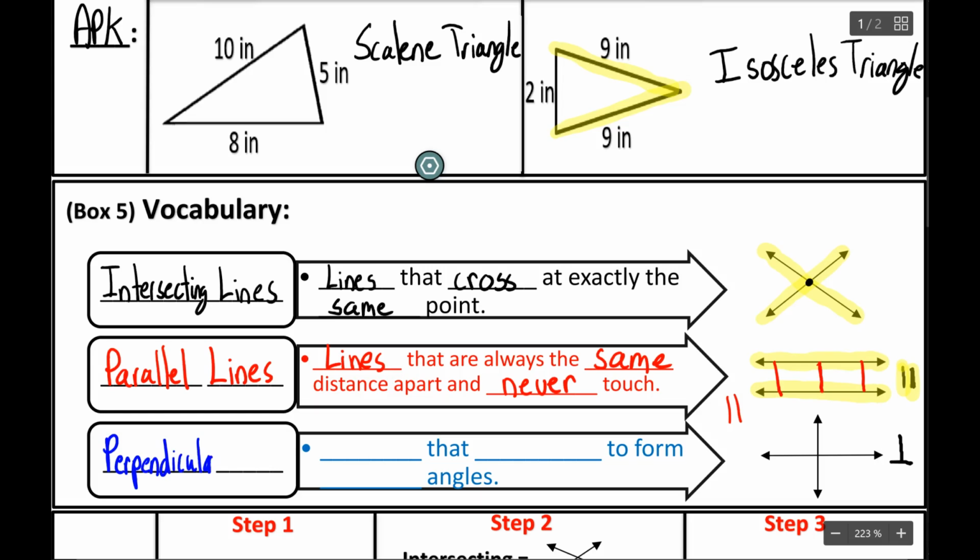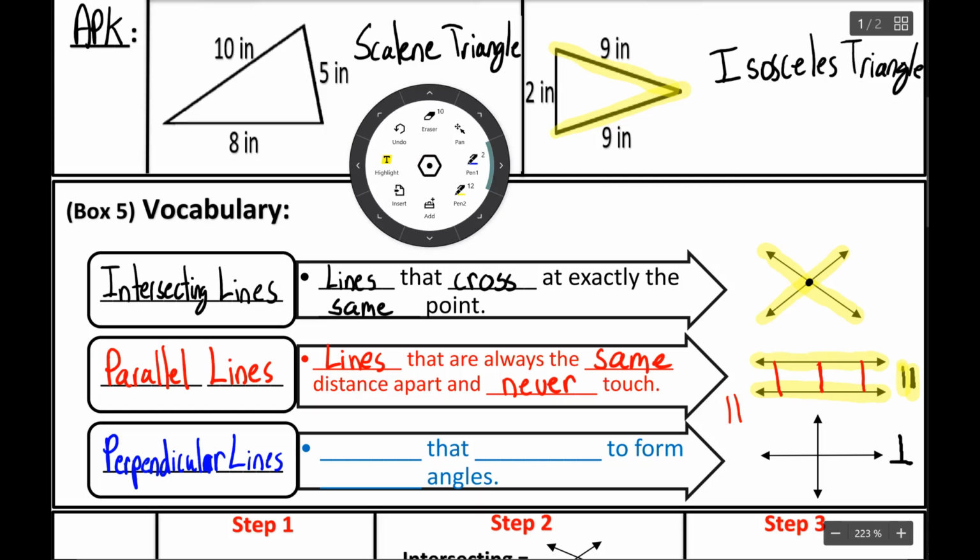Perpendicular. Oops, that's an A and then an R, okay? Perpendicular lines. Perpendicular lines. Perpendicular lines are, that's going to bug me. Let me erase this A real quick and put a new one for you guys, okay? I don't want to be lazy. Okay, I need to practice what I preach.